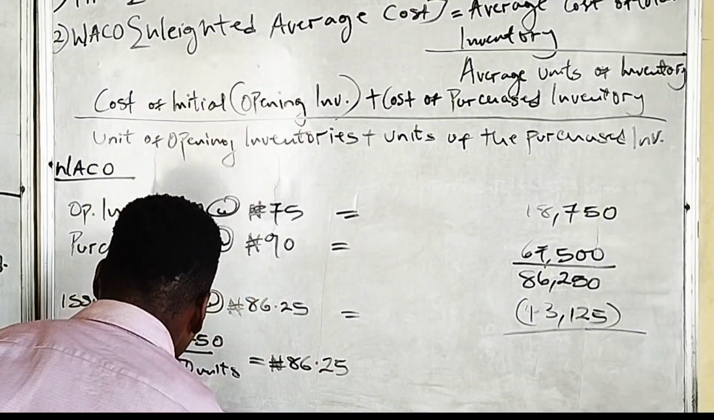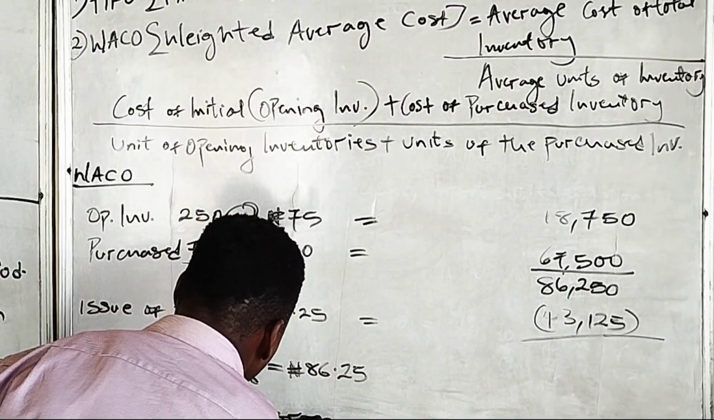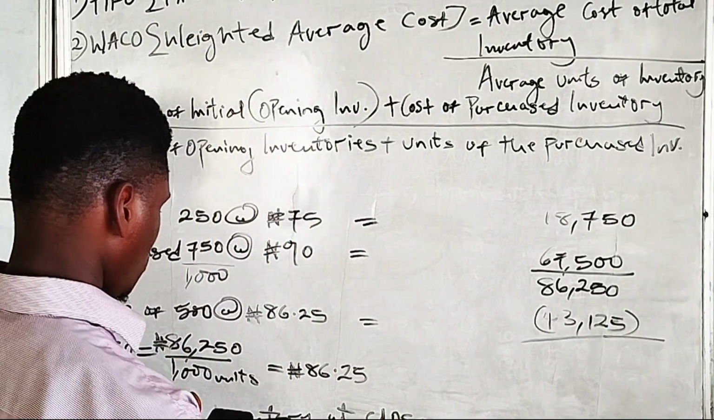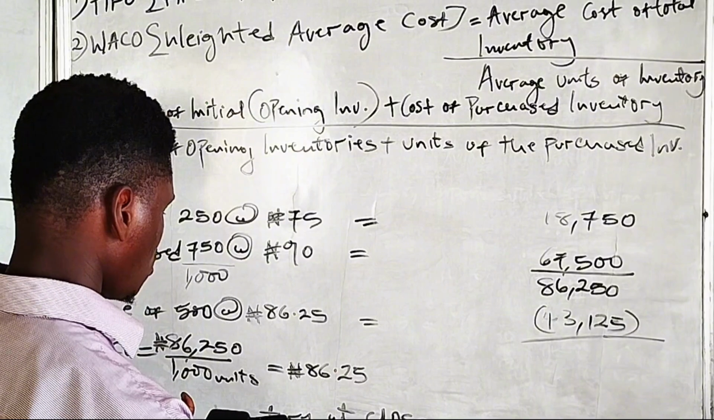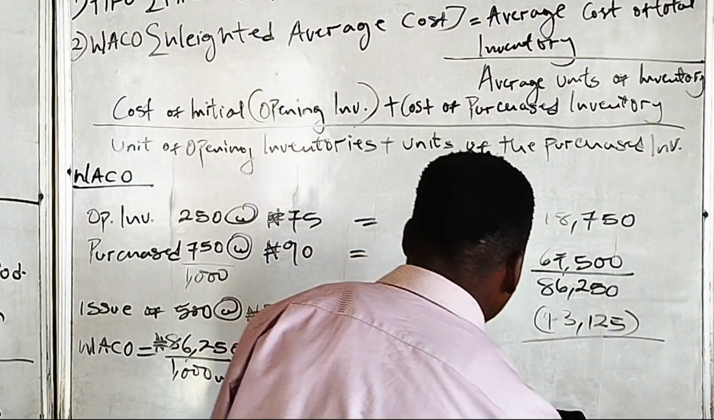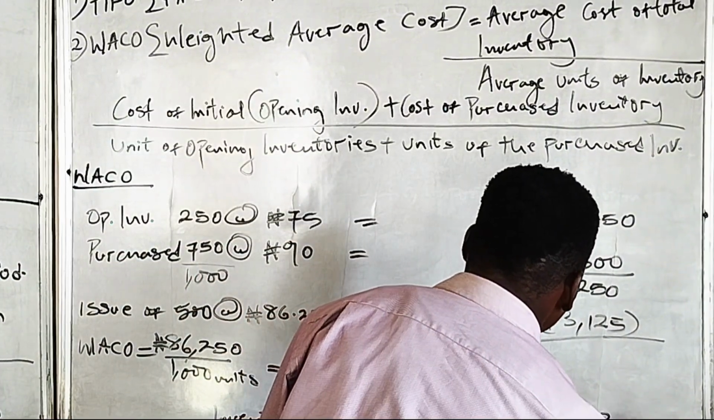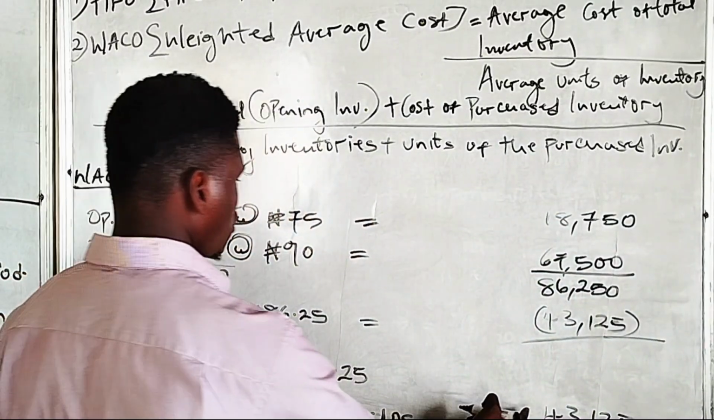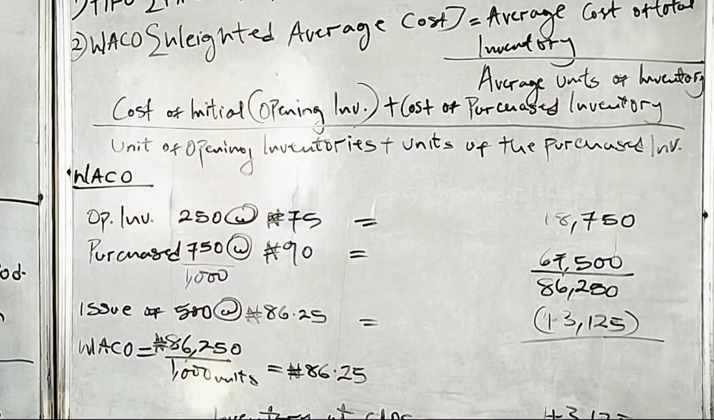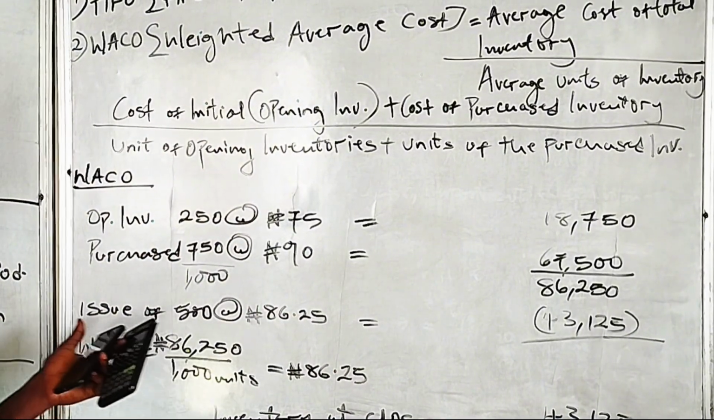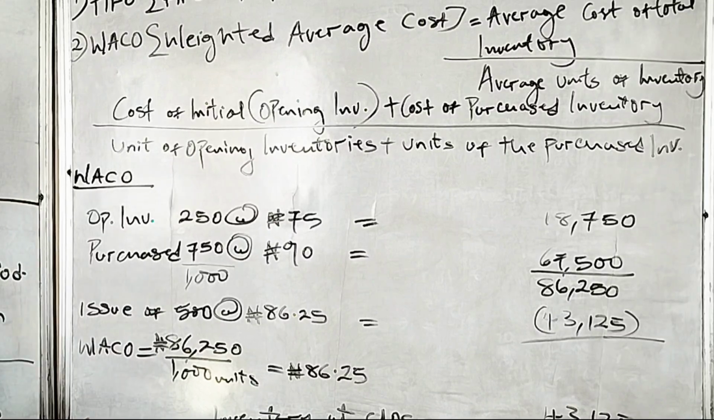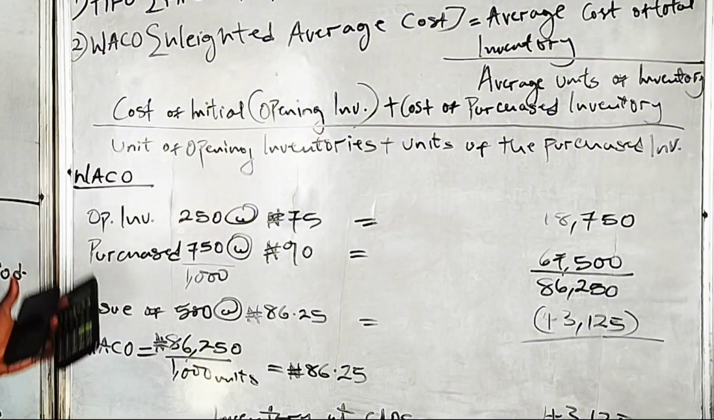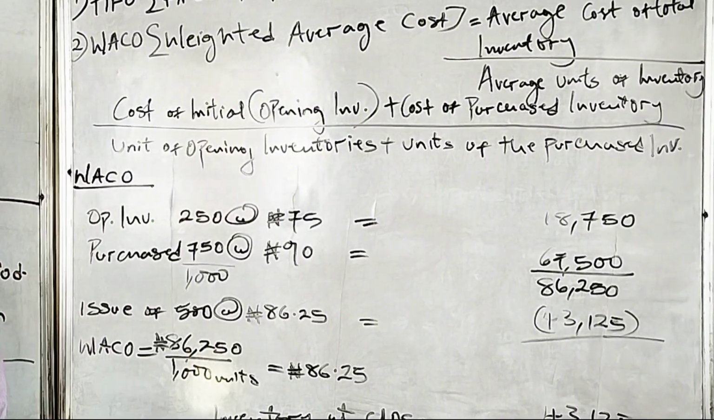So inventory at close will be 86,250 minus 43,125, which will give us 43,125. So this will be the inventory at close using the weighted average cost method. While using the first in, first out method, we got a different answer. So this is just to illustrate the calculation of first in, first out and the weighted average cost method.